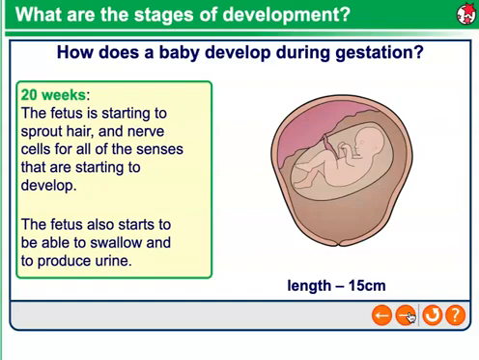At 20 weeks, the fetus is starting to sprout hair, and the nerve cells for all of the senses are starting to develop. The fetus also starts to be able to swallow and produce urine. At this point, the length is around 15 centimeters.